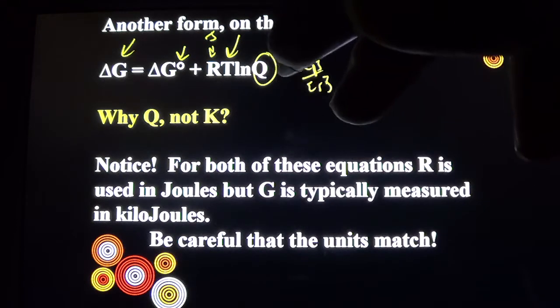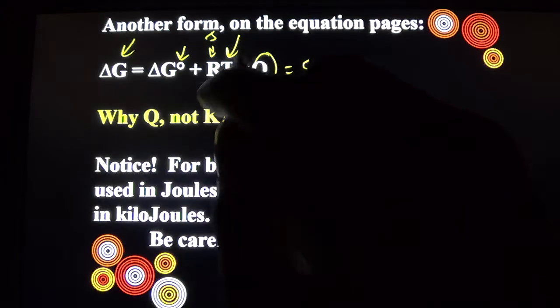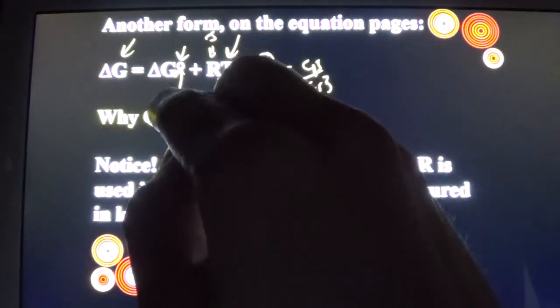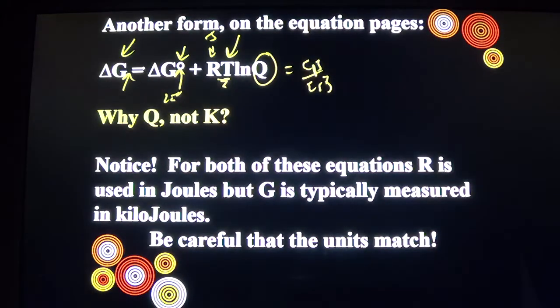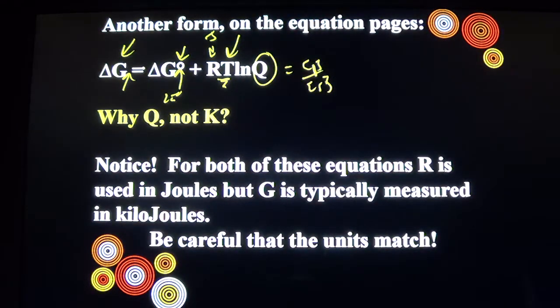Why must it be a Q? This must be a Q because what have I messed with? I've messed with temperature. This standard is 25 degrees Celsius. This is not standard. This is at a different temperature. It's got to be a Q because changing temperature changes the value of K.